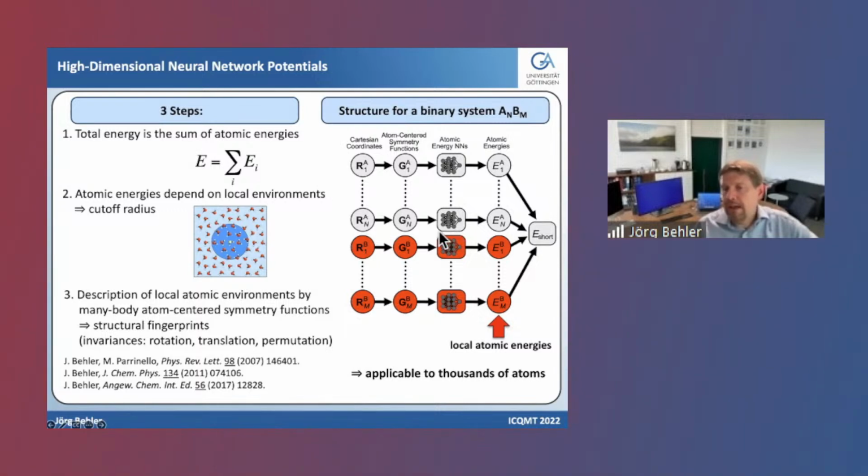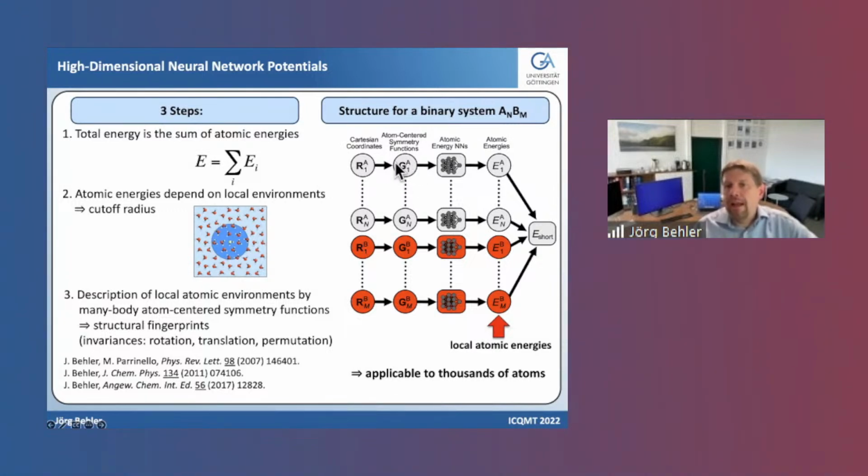The color here represents the element. So the total energy is the sum of all the atomic energies, which are the outputs of the atomic neural networks, which are the same for a given element, ensuring permutation invariance. And then, as input vector, they get a set of atom-centered symmetry functions, which have all these invariances.